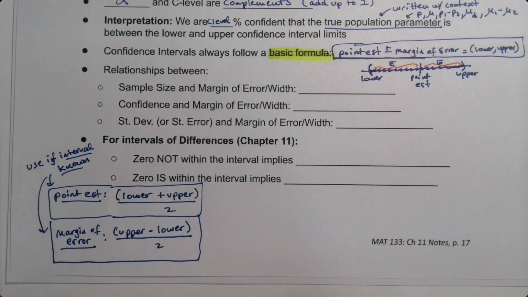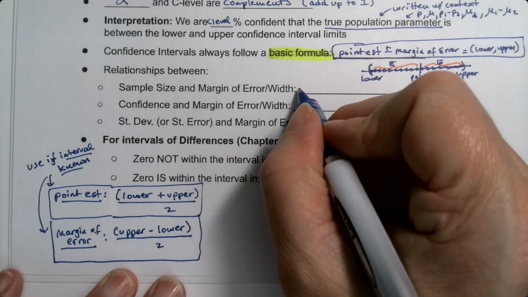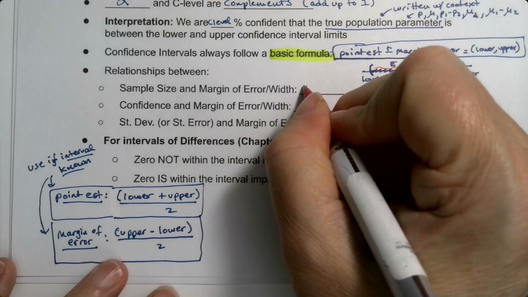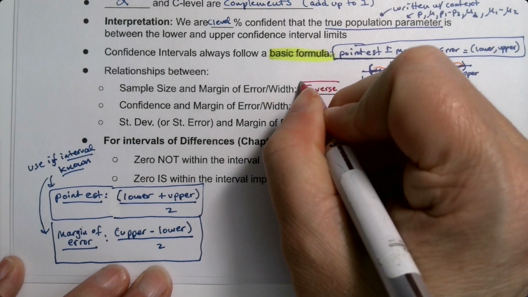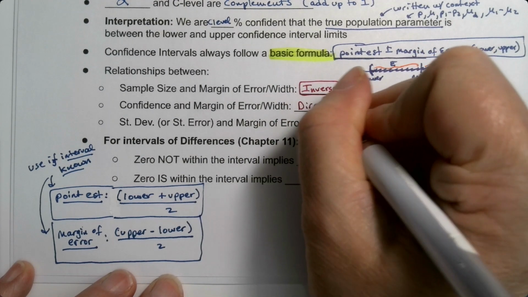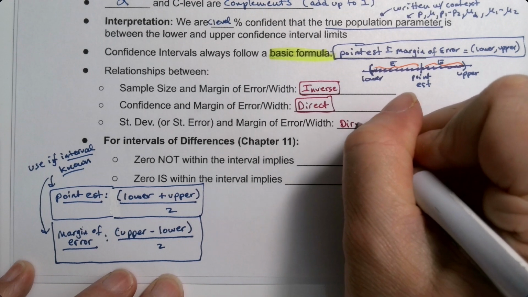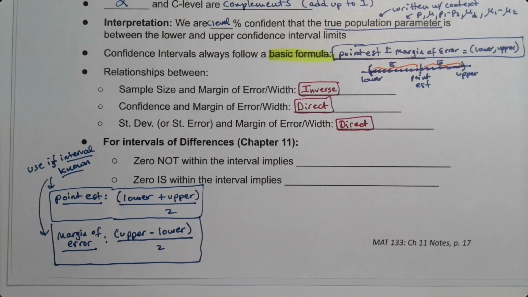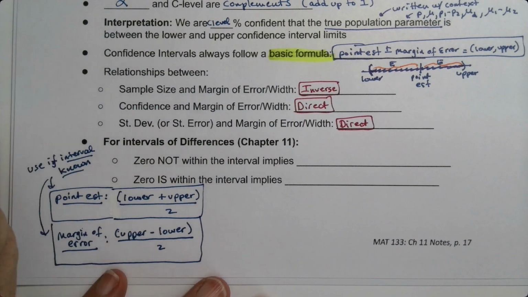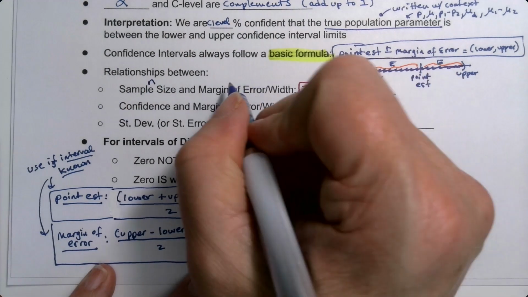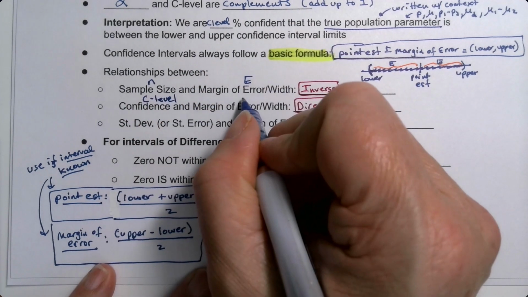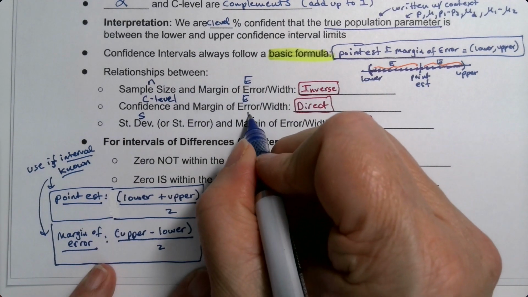So the sample size and margin of error have an inverse relationship. Matter of fact, that one's so key, I'm going to put it in a different color. I'll do all these in a different color. This is a direct relationship, and this is a direct relationship. So what does an inverse relationship mean? Remember, the symbol for sample size is n, and this is error, right? This is C level, and this is error, and this is standard deviation S, right?